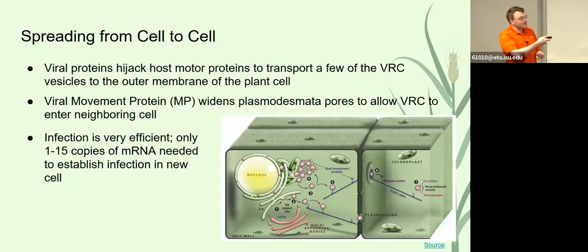Now, what's nifty about that is, unlike with animal viruses, where you have to build an entire virus to be able to infect another cell, in this one, you just need the RNA, right? You don't have to complete the process before you can infect the next cell because the entire factory is going. So this process is extremely efficient. You only need 1 to 15 copies of mRNA to jump into the next cell to make that cell infected. It's very, very efficient. And of course, we're taking the whole factory with us, so we're going to achieve that limit very easily.